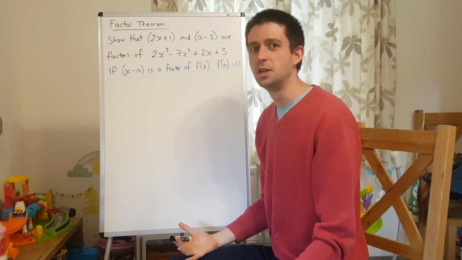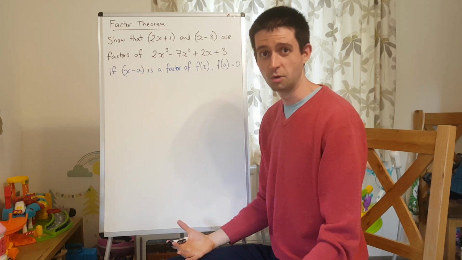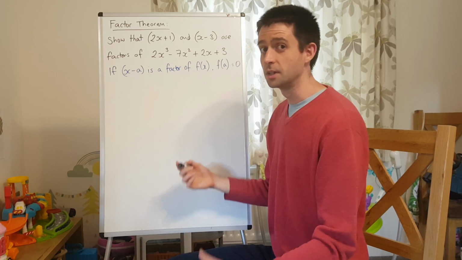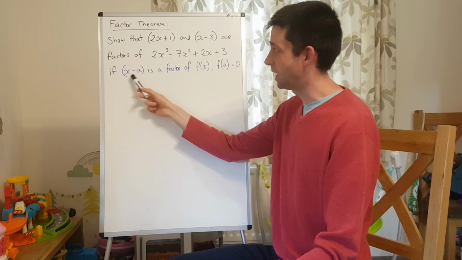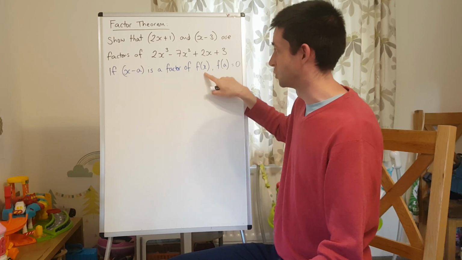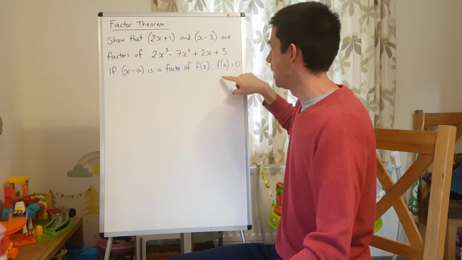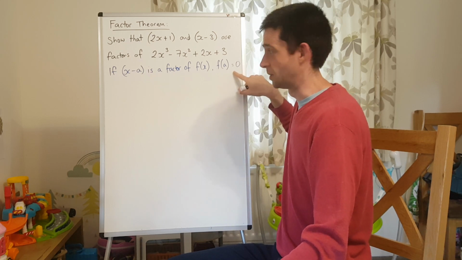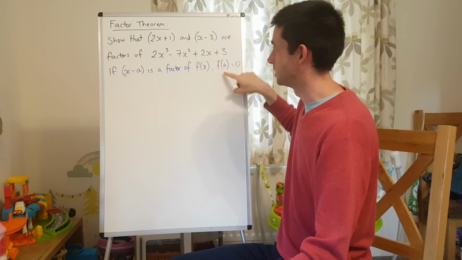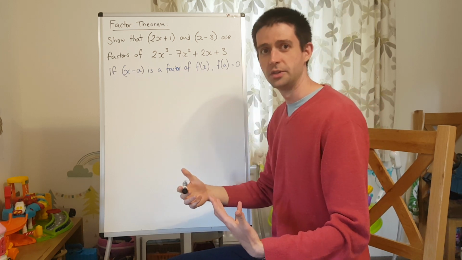Now I did a little bit of an introduction as to what factors are when I did my video on algebraic division, and the principle of the factor theorem is that if x minus a, where a is a number, is a factor of f of x, which is a function of x, so some stuff with x's in it, then f of a will equal 0. So if we substitute the number a into the function, we should get the answer 0.